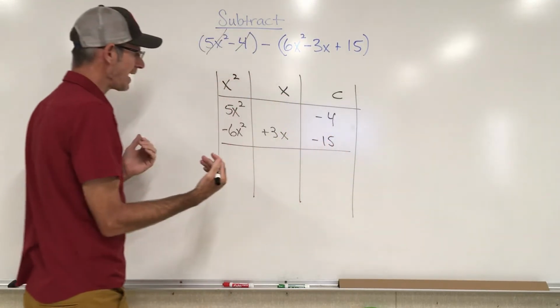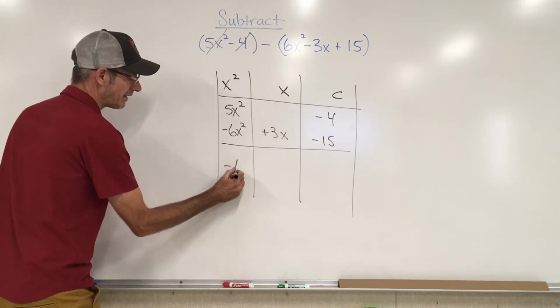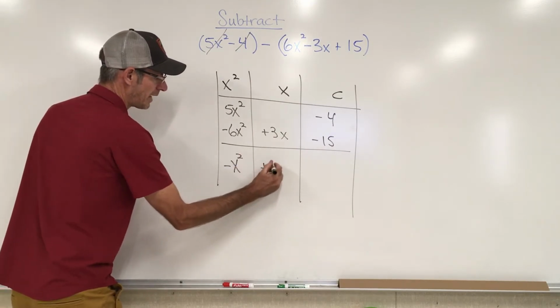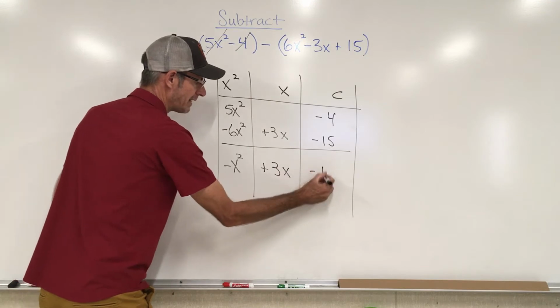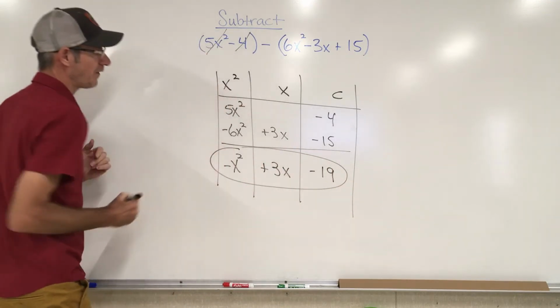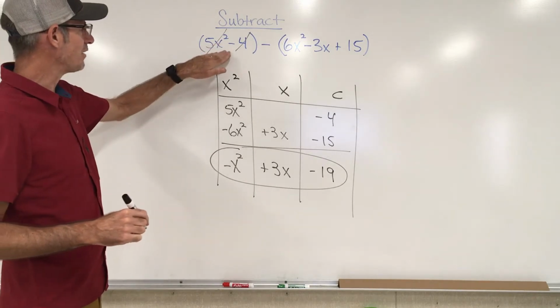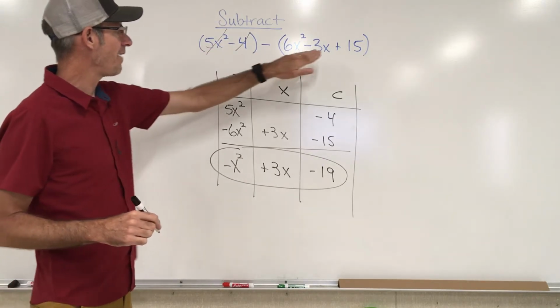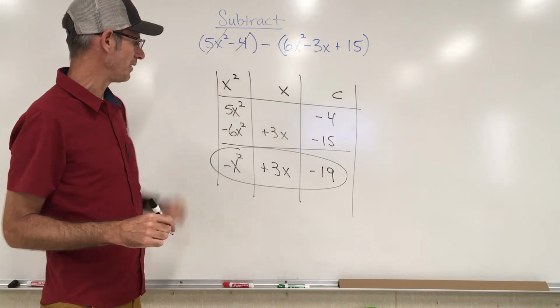And now when I put my like terms together, I will have negative x squared plus 3x minus 19. And that is the difference of this second degree binomial and this second degree trinomial.